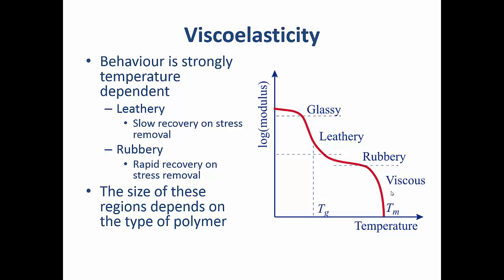Now polymers, the behaviour is strongly temperature dependent, and if we plot the log of the modulus versus temperature, what we find is that the modulus per temperature behaves in this sort of fashion shown here, and essentially the different regions correspond to different types of behaviour. Glassy, obviously modulus is relatively high, material behaves stiffly, and as we increase the temperature we first of all see a slow recovery on stress removal.